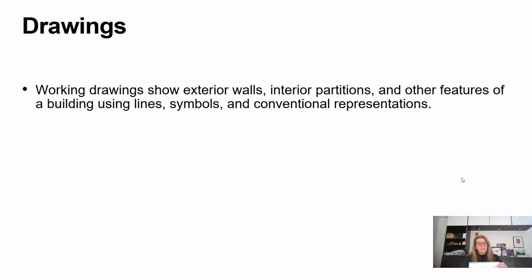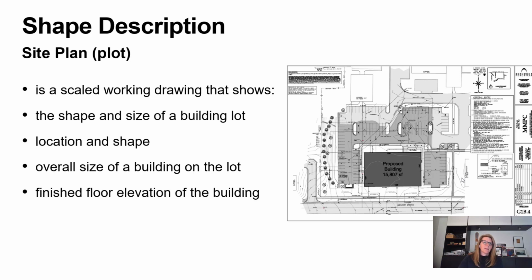The working drawings or contract drawings will show exterior walls, interior partitions, really anything that is necessary to construct that building, using the conventional representations for doors, windows, building components, as well as symbols, and then using the typical drawing conventions. So to describe a building, typically you start with a site plan. Plot plan is kind of an older term rather than, I would say, the newer site plan designation.